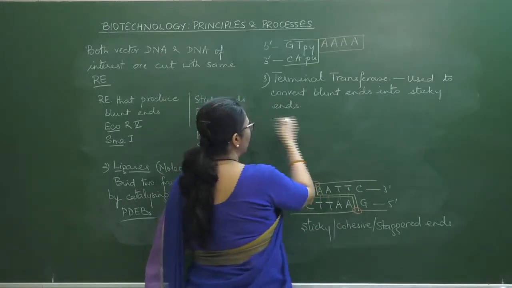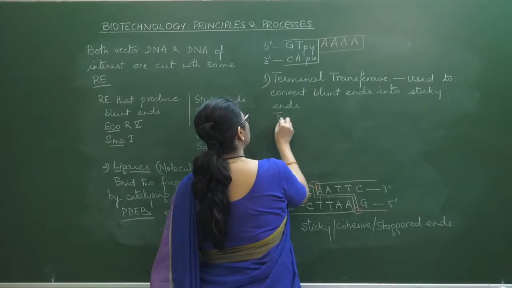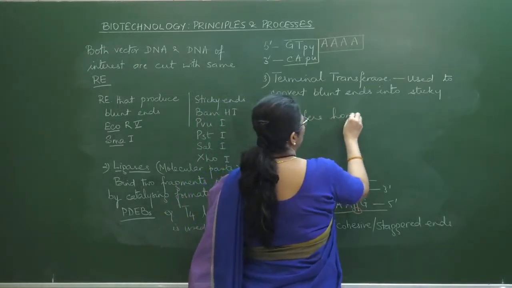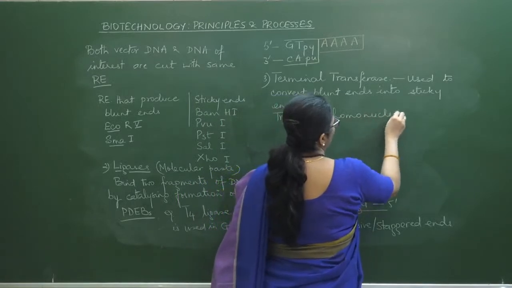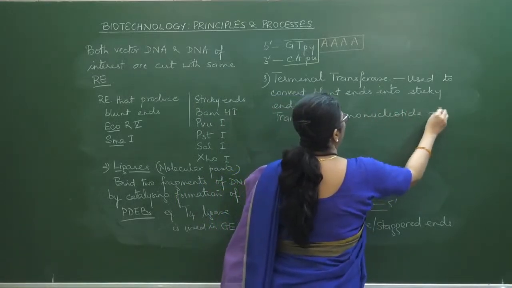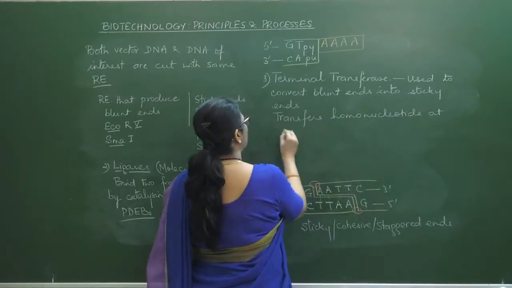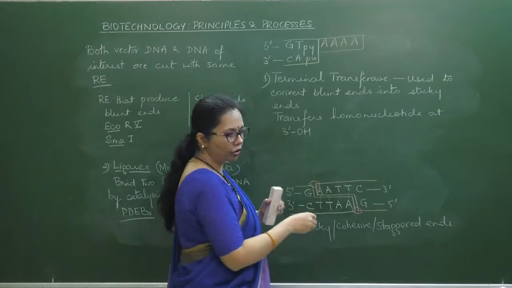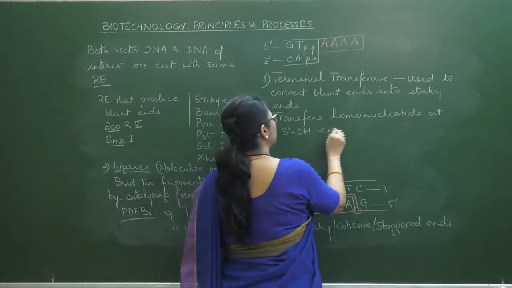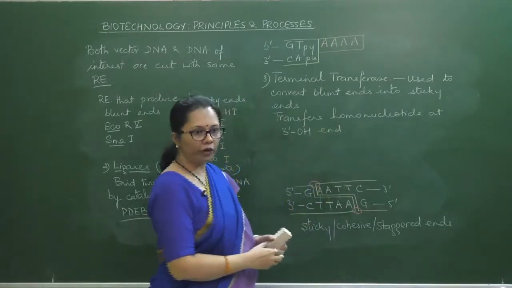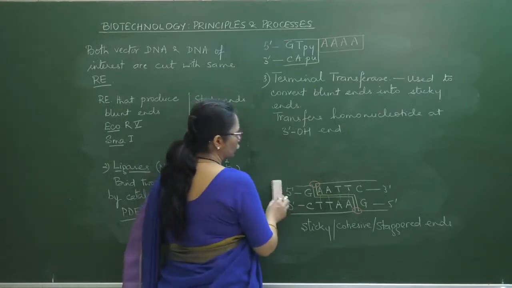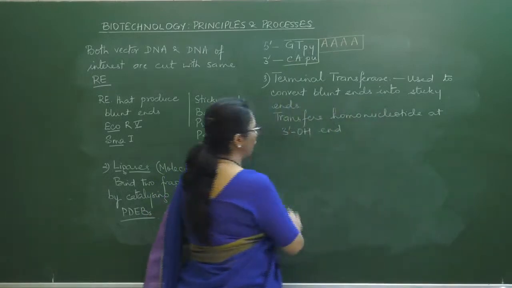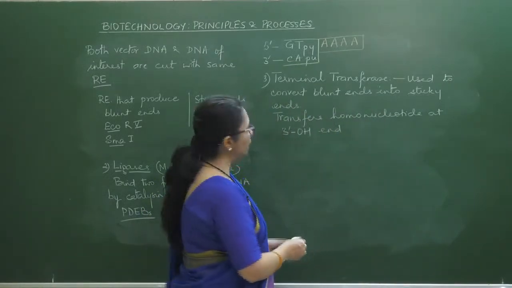So this one transfers homonucleotide at the 3' end, you know there would be a OH free, so we can write it like this also, 3' OH end, and thus an overhang is created. So that is one, terminal transferase. The name itself is terminal transferase only.